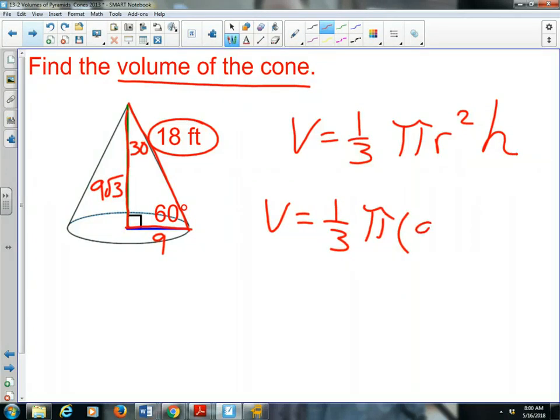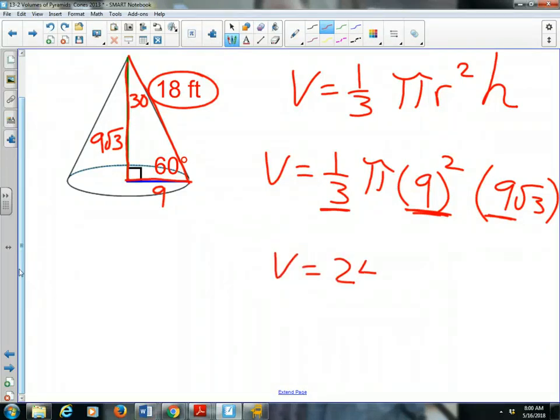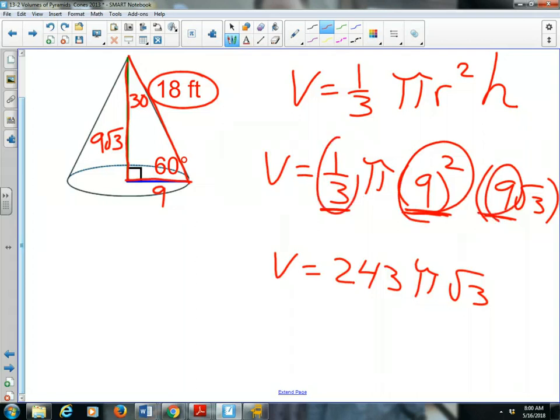1/3 pi radius squared. Radius squared is 9. Multiplied by the height, and the height is 9 root 3. So in an exact answer, an exact cubic feet, 9 times 9 is 81. And then 81 times 9, and then that times 1/3, you end up getting 243. The volume equals 243 times pi times the square root of 3. Again, 9 times 9 is 81. 81 times 9, and that times 1/3 becomes 243. And we still have our pi symbol in there, and we still have the square root of 3 that we haven't multiplied by yet. So this would be our exact answer in cubic feet.